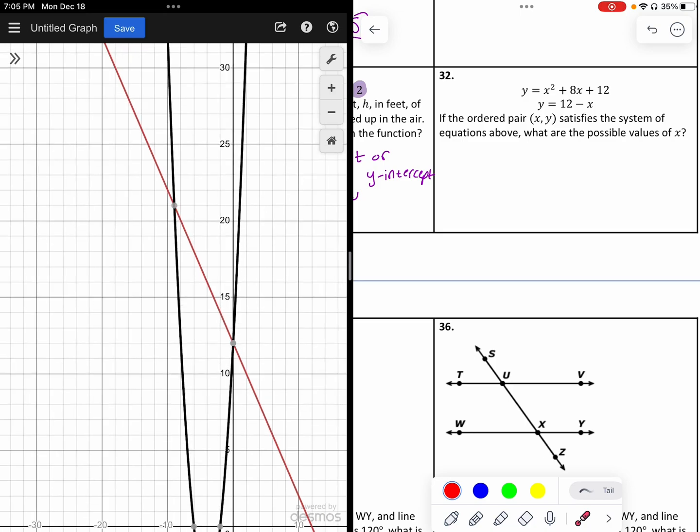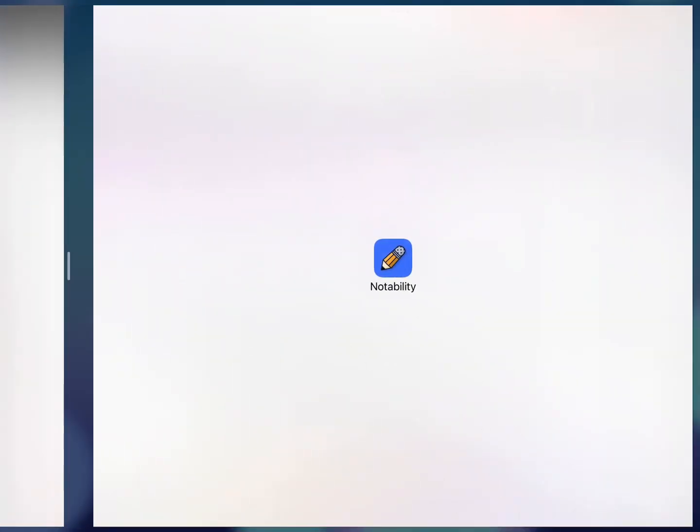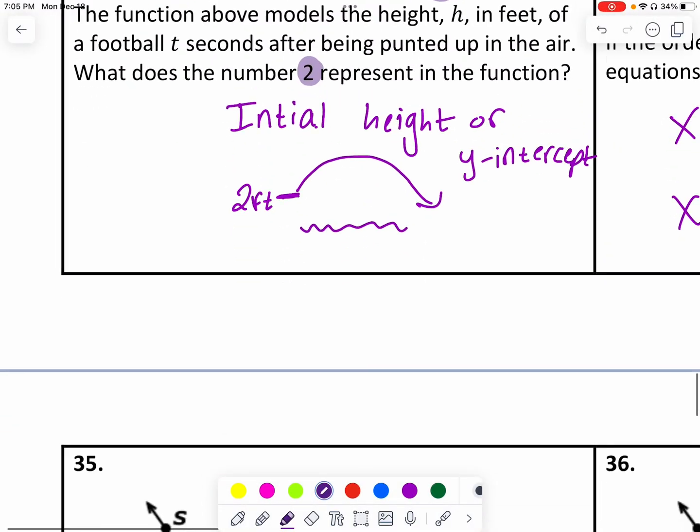So our possible values of x would be these 2 points that are here. We will literally just write those: x equals -9, x equals 0. And be careful, it is asking for your x values. I don't care about the y values, I don't care about 21 and 12. I only care about those. That's it. So again, if you have Desmos, use Desmos.